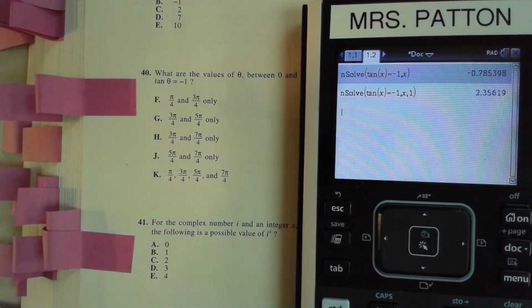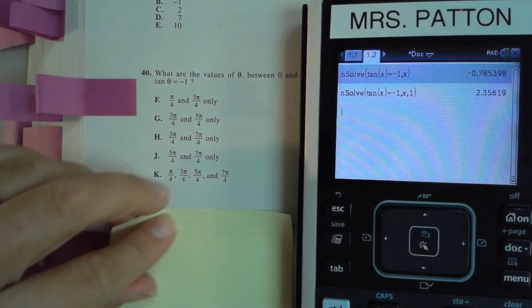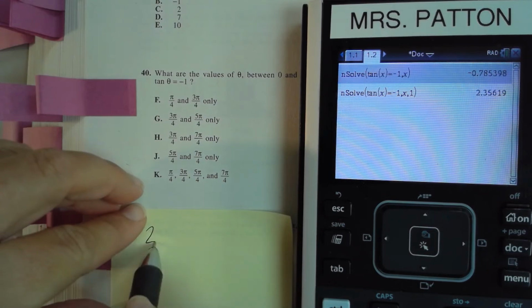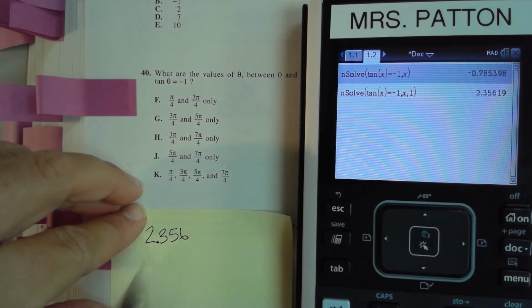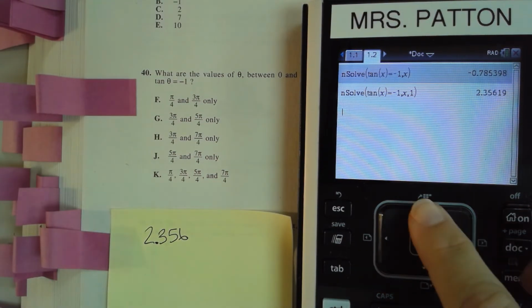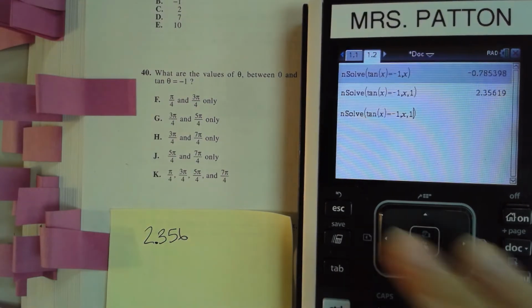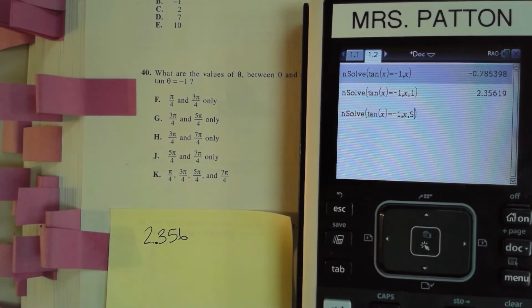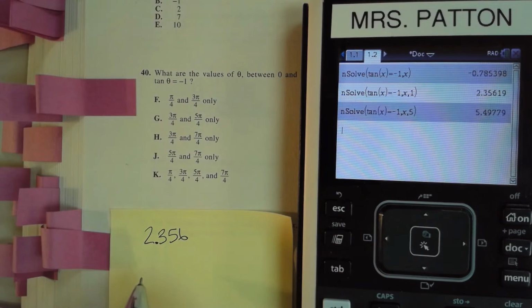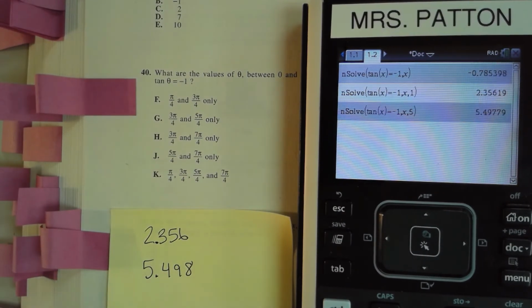So I'm going to use a little piece of scrap paper here. I'm going to write down that one of my answers is 2.356. Okay. Then I'm going to go up again, and I'm going to ask it to do that maybe around 5. And I'm just picking numbers, and it spit out 5.497 or 5.498.